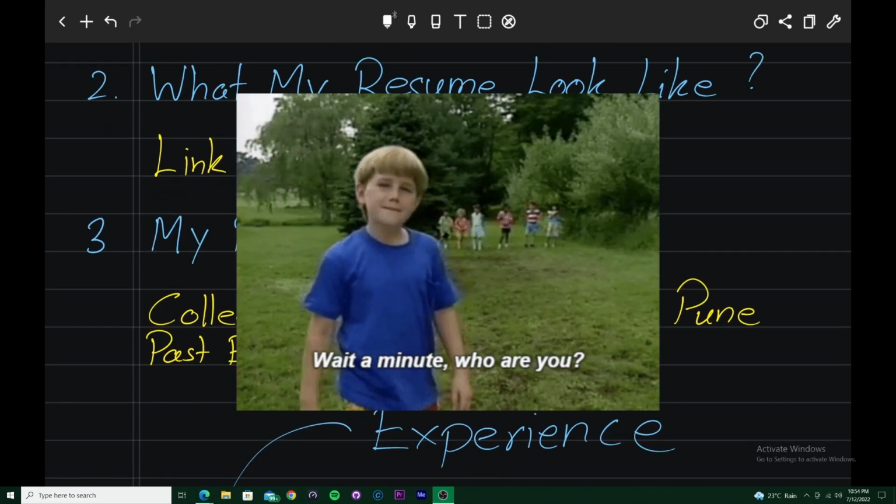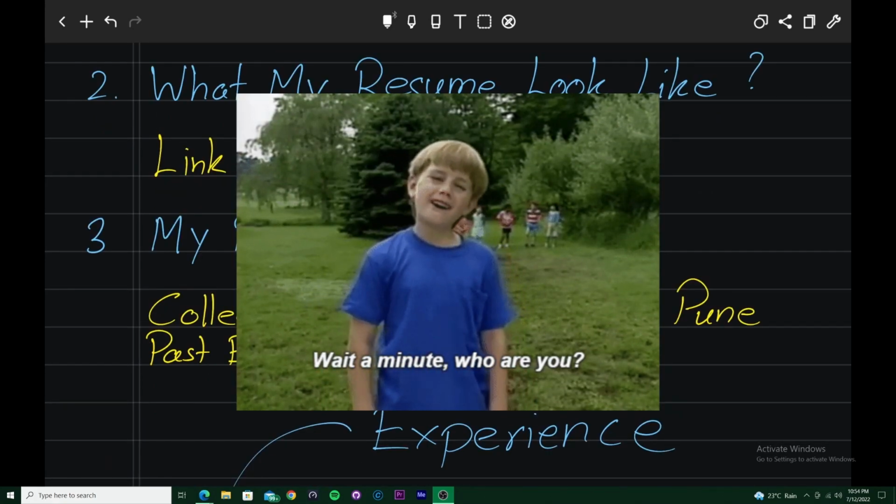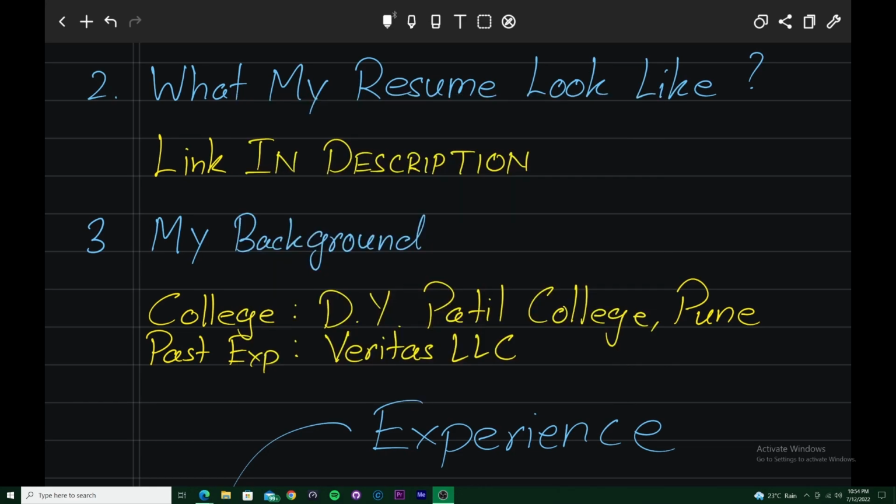Let's talk about my background. I graduated from Pune University, India, Patil College, Akurdi. You might not have heard of this college name if you're not from Pune. I had a total of 1.5 years of experience at Veritas Technologies. It's a product-based company in the data storage domain.